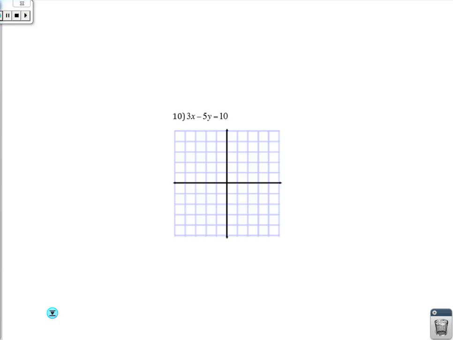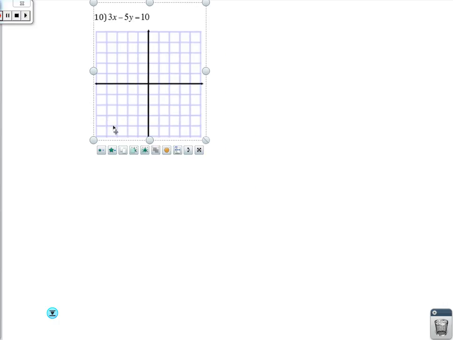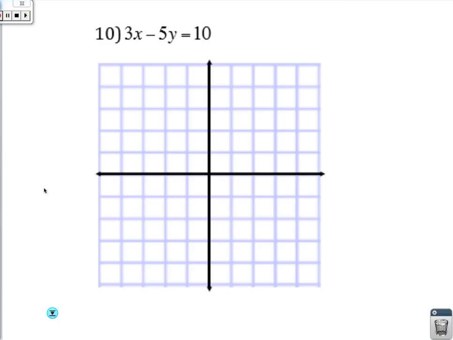3x minus 5y equals 10. Be able to take an equation and write it in slope-intercept form. Now here, if you want to, you could use some other point. You can find some points that are on this line and do it like that. I highly recommend just putting it in slope-intercept form.